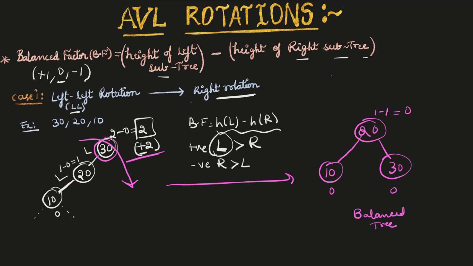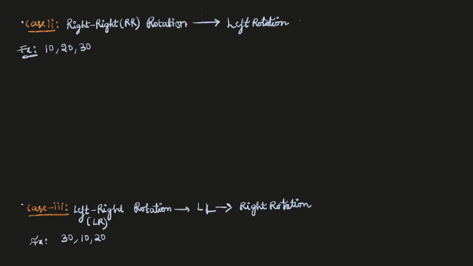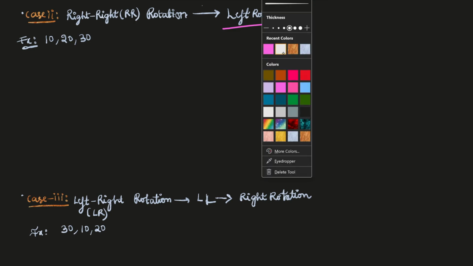Balanced tree. Now coming to the second case. The second case is right rotation. To solve the following right rotation problem, we will do the left rotation. Where do we do it? At the node where we have got the problem. Now let's see how we solve it.